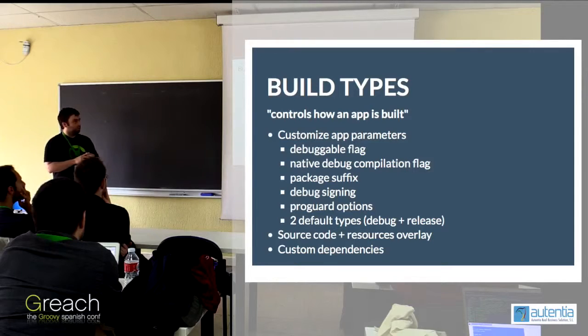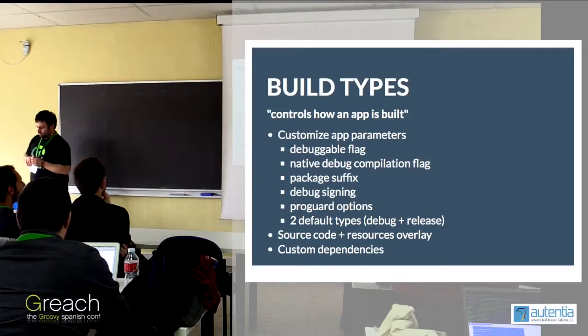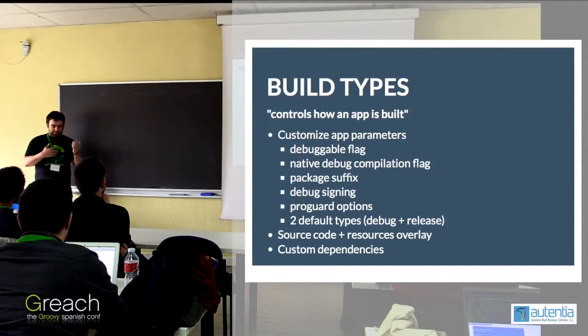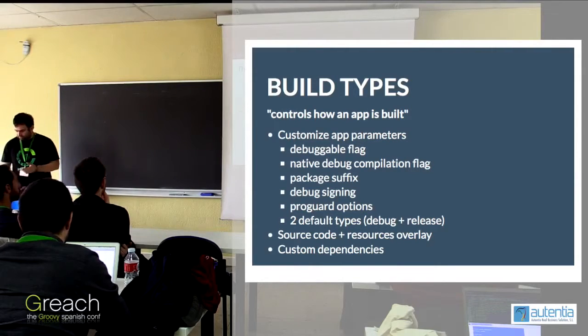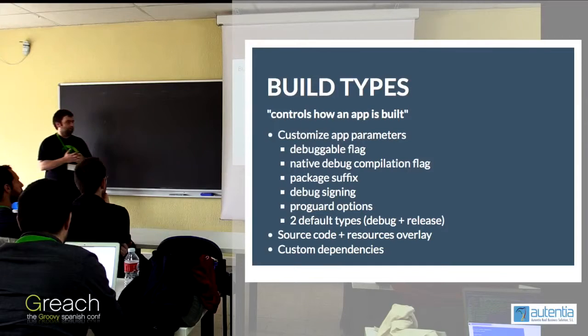Build types generally control how an app is built. So you can customize your build types to use different settings for your debug options. You can have different package suffixes. You can have different ProGuard options, and the default build type. So if you haven't declared anything, if you have a build script like that, you already have two build types defined for you. One is debug and one is release.